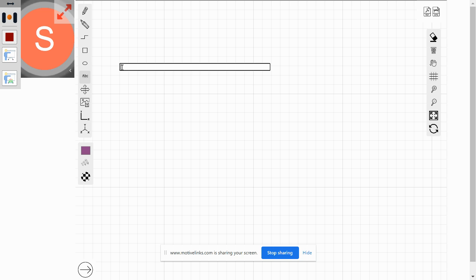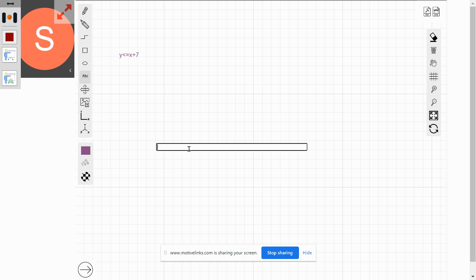So let's think of it like this: we have an inequality. Y is less than or equals to x plus 7. So this is our equation right here.